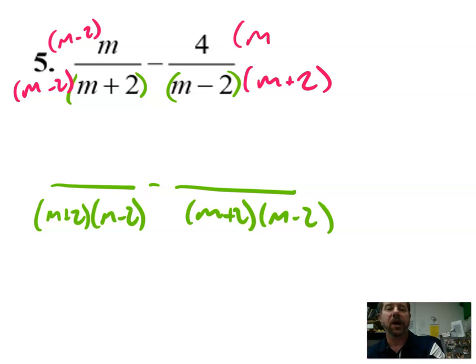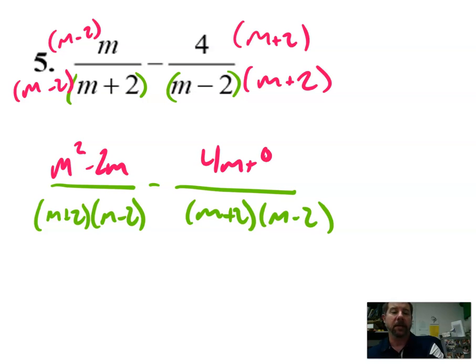On the bottoms, you do not have to multiply out. Notice I'm leaving it in factored form. On the tops, though, when I multiply here, I want to multiply out. You need to multiply out because we're going to combine the like terms on top. So I get m squared minus 2m. Over here, I get 4m plus 8. Okay? On the bottoms, leave it in factored form. On the tops, make sure you multiply out. And again, no killing. What you guys try to do is try to kill like m minus 2s and m plus 2s off. But no killing until you have one fraction. Okay, we're trying to put stuff together here.